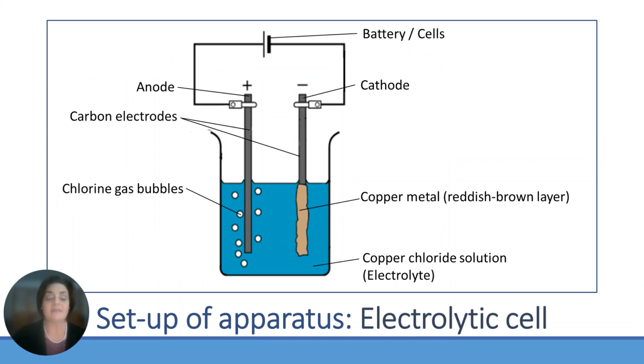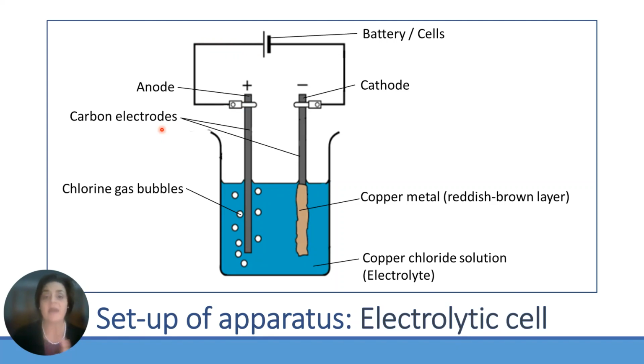If we look at the setup of apparatus that we saw in the video, let's look at all the different components. There was a battery or cells, and the battery was connected to a carbon rod. The positively charged carbon rod is the anode. The negatively charged carbon rod is called the cathode because the negative rod is connected to the negative terminal of the cell or battery, and the anode is connected to the positive terminal of the cell or battery, and therefore it's positively charged. These two carbon electrodes each has a name.